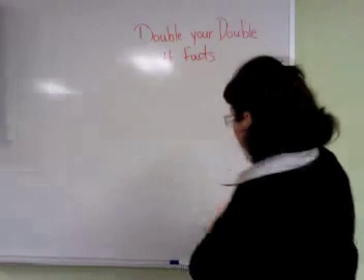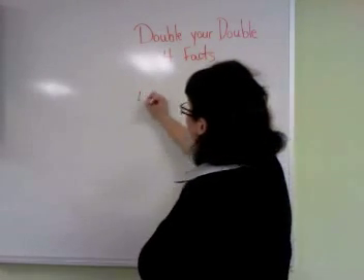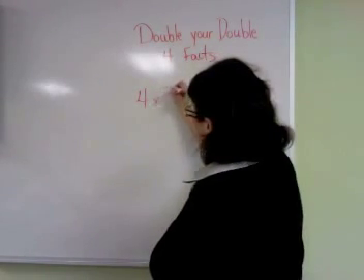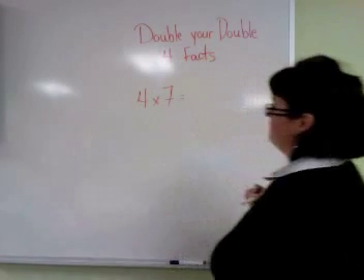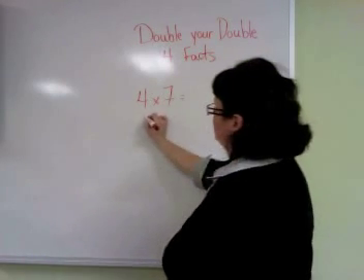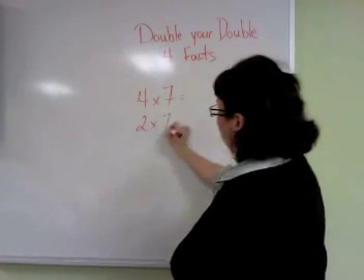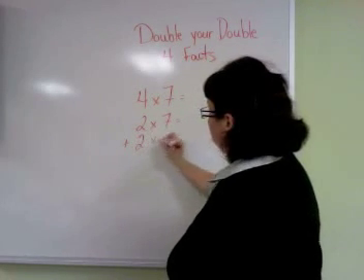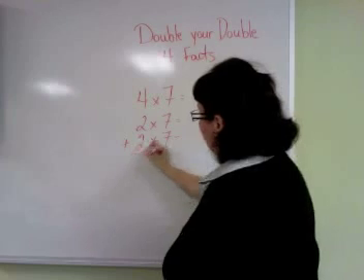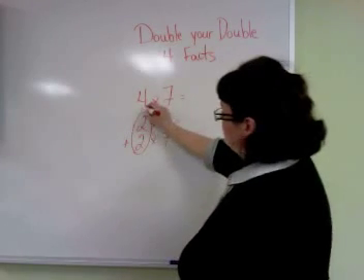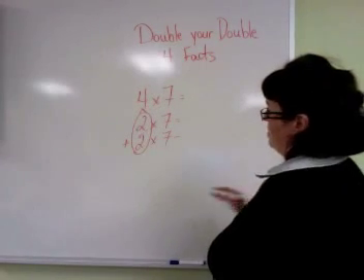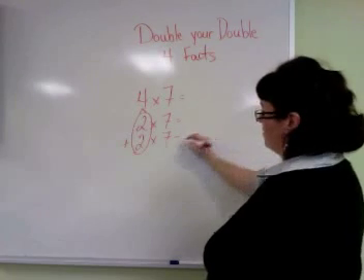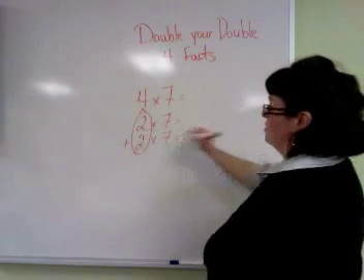Let's take a look at what happens when we have 4 multiplied by an odd number. Let's look at 7. Again, we're going to break this 4 down into a double fact. So 2 groups of 7, we're going to add that to 2 more groups of 7. Reminding you that this is where your double comes from. So we're going to double 7 and then we're going to double it again.